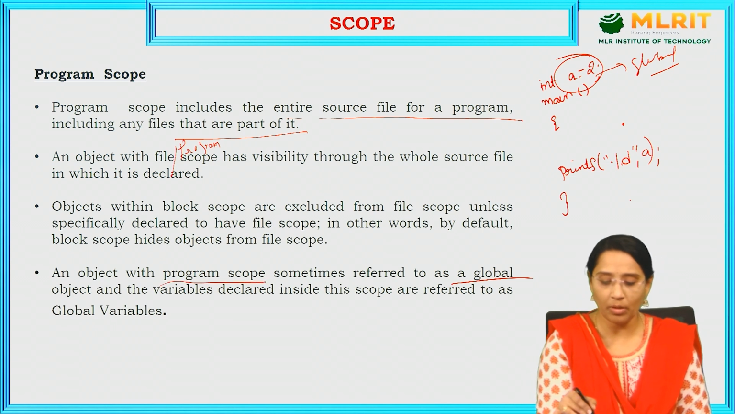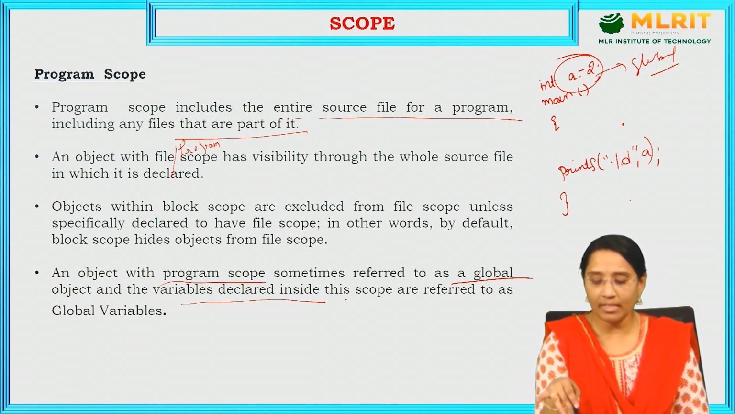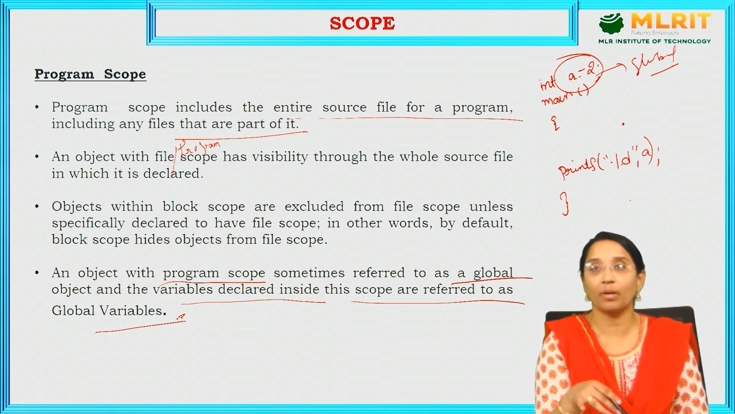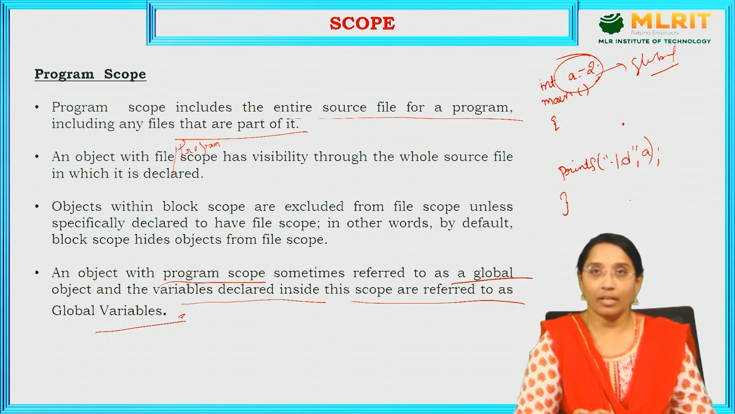The object with program scope is sometimes referred to as a global object, and variables declared in this scope are referred to as global variables. So these are the three types of scopes here: block scope, function scope and program scope.